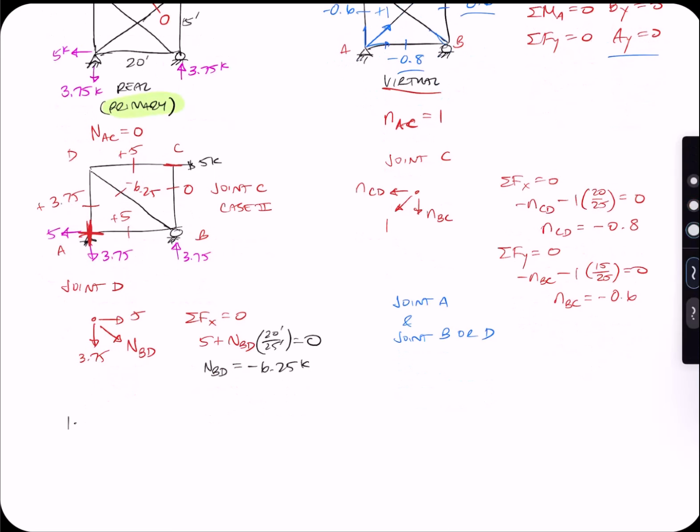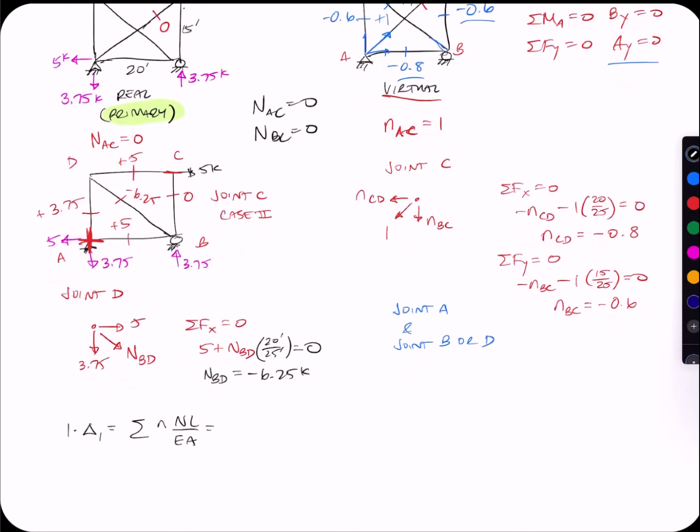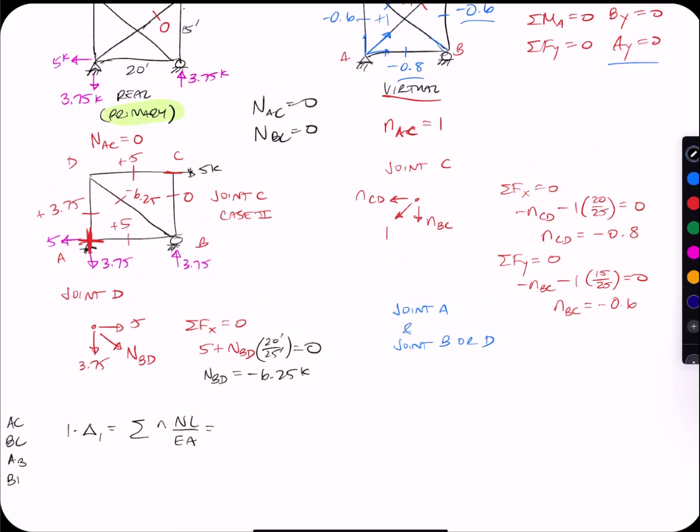So 1 times delta 1 is the summation of little n big N L over EA. So I've got 2 zero force members. In my real one, I have N AC is 0 and N BC is 0. So I really only need 4 terms here. Let's see, so I've got AC, BC, AB, BD, AD, and DC.